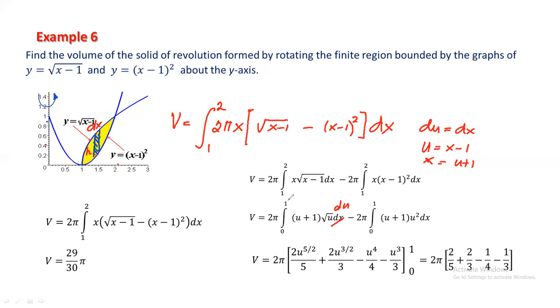So 1 minus 1, 0. 2 minus 1, 1. Okay, so you have this. And after that, you will just need to distribute the square root of u here and use power rule. In here, you will just distribute this one also in here and use power rule. So the volume of our solid is 29 pi over 30.